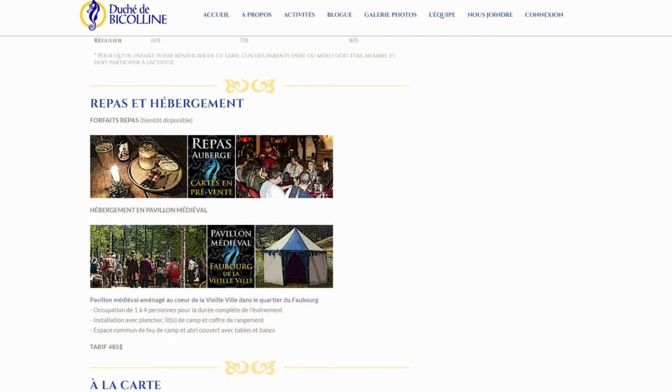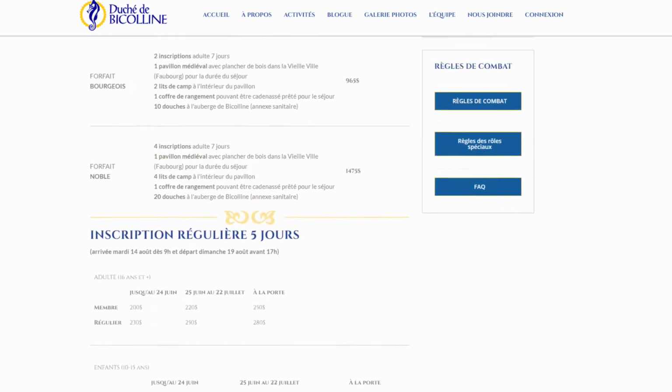It could very easily fit 2 people comfortably. It could fit 4 people if it's just your stuff and just a cot. But this includes a wooden floor. It's off the ground in Old Town. It includes a camp. Does it include the camp beds? It appears to include the bed, and it includes a chest for you to store your stuff in, and it's a locking chest, which is pretty great.